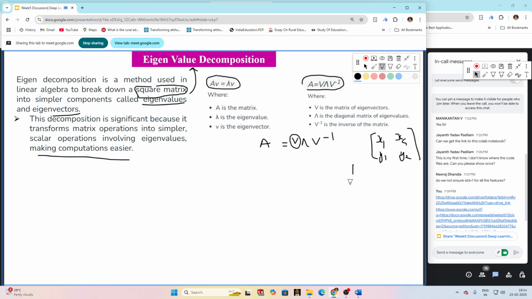What is lambda? Lambda will be the eigenvalues. So we will have two eigenvalues if we are doing our calculation on a 2 cross 2 matrix.